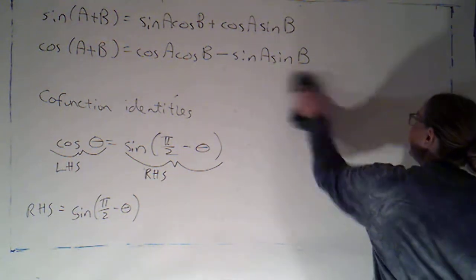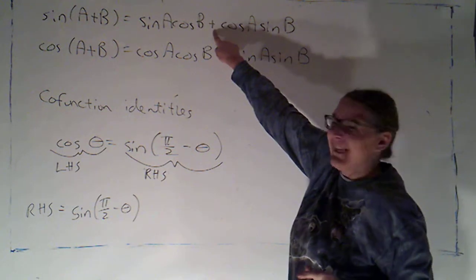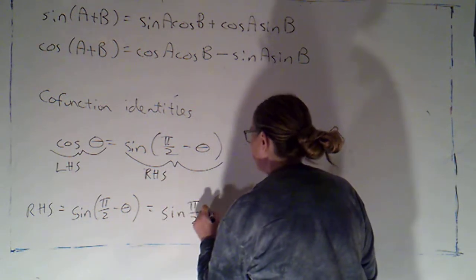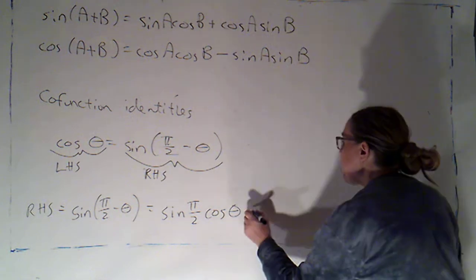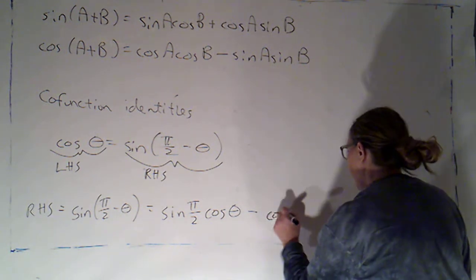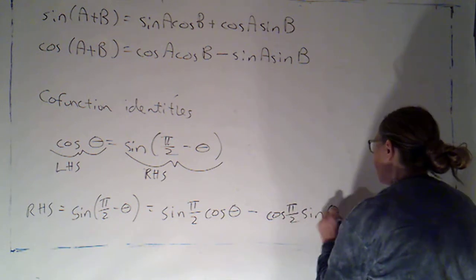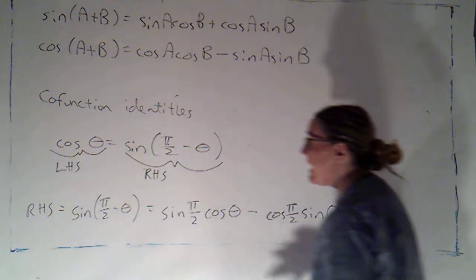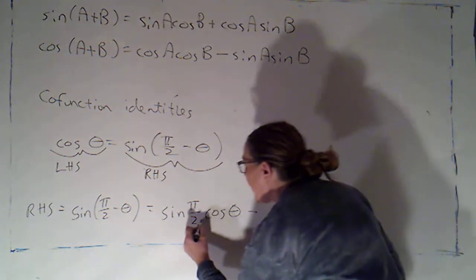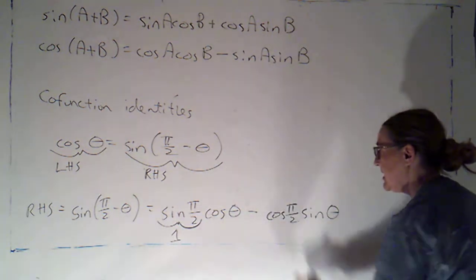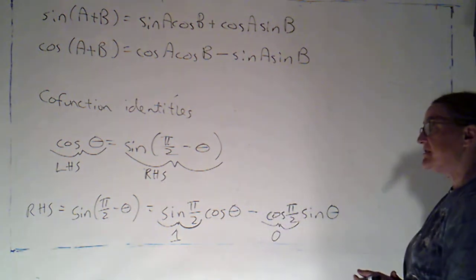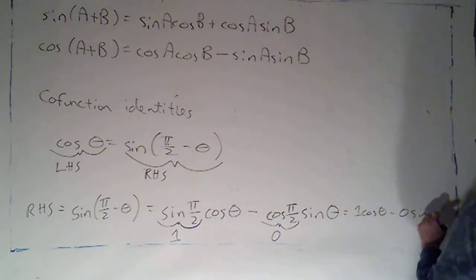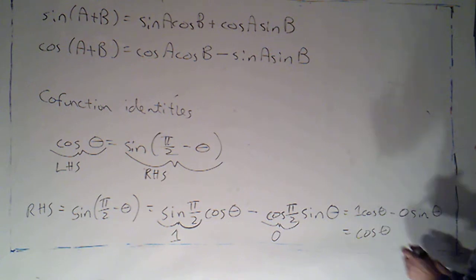And remember what we saw is that it's essentially the sum formula, but with that sign replaced with a negative sign. So I can say that's going to be sine of pi over 2 times cosine of theta minus cosine of pi over 2 times sine of theta. So the two angles that I'm subtracting are pi over 2 and theta, and so I plug this in. Now sine of pi over 2 is just 1, and cosine of pi over 2 is just 0. So I get 1 copy of cosine theta minus 0 copies of sine theta, and that's just cosine theta.